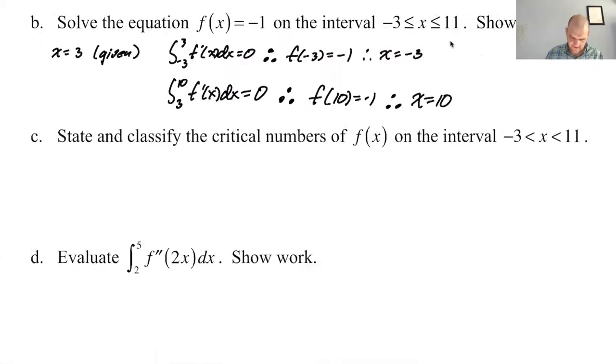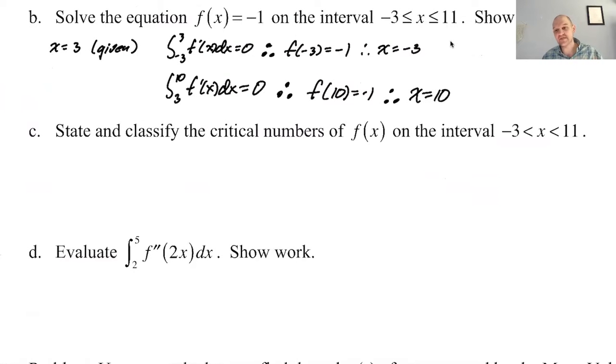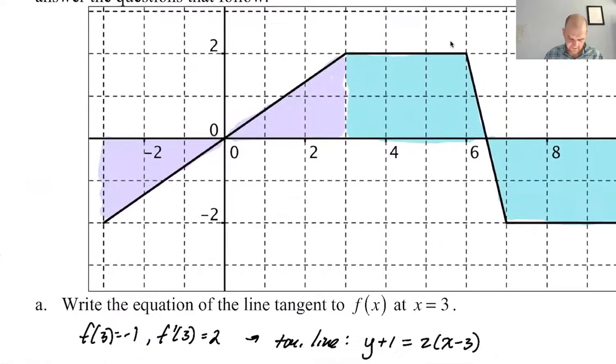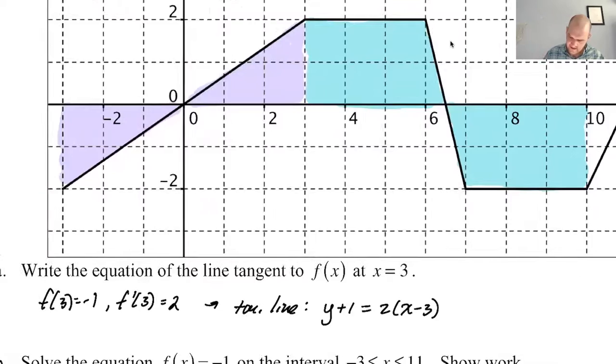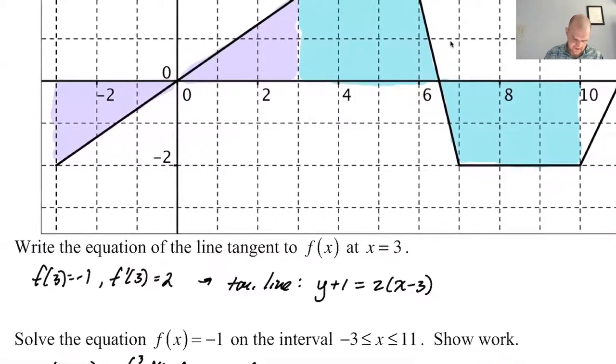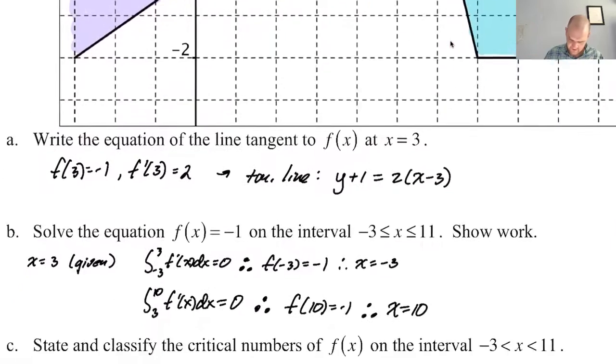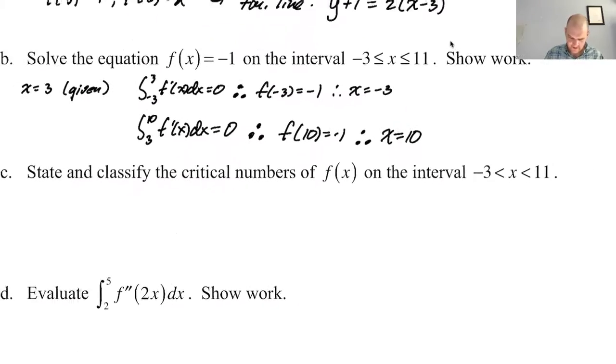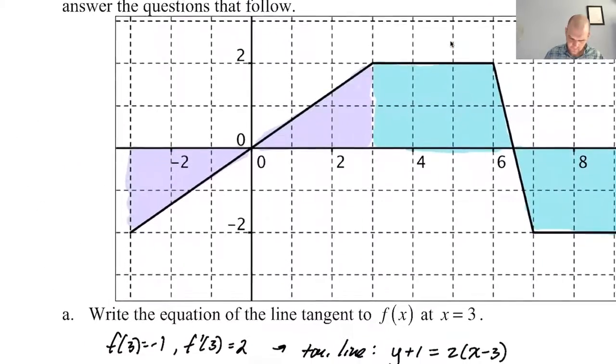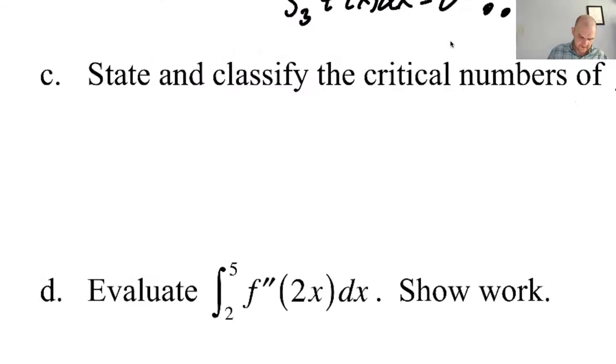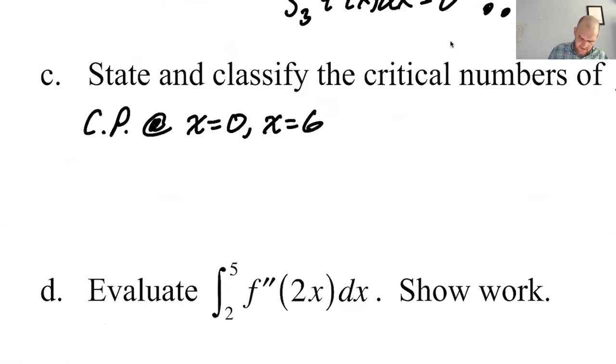State and classify the critical numbers of f of x. That's where the derivative is 0 or undefined. It is never undefined. It is 0 at 0 and 6. I mean, also at 11, but usually that's an open interval, and it is. So 0 and 6. Let me write those. Critical point at x equals 0, x equals 6.